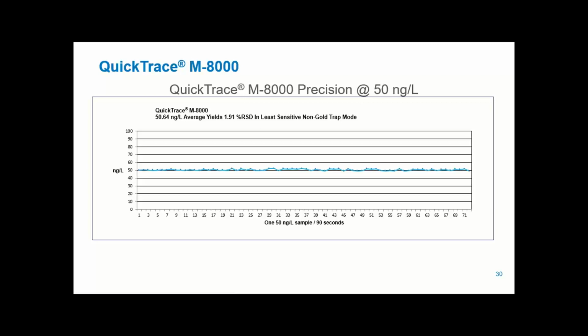So this shows the precision of the instrument. This shows the stability and precision over time. It took about 2 hours to run 72 samples, and it's returning an RSD of 1.9% and an average concentration of 50.64. So that's about 101% recovery. Very stable, very precise.